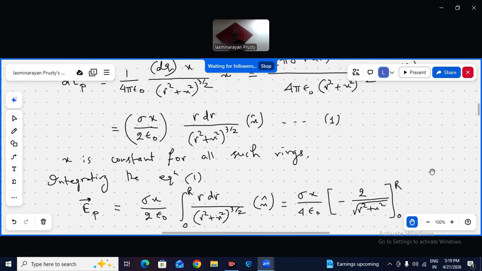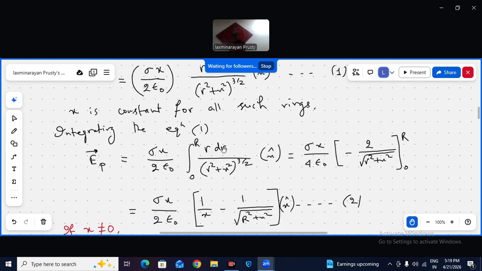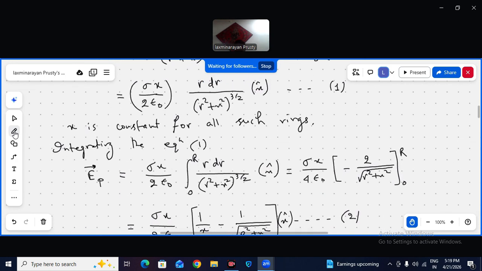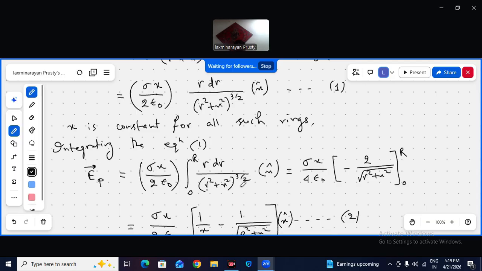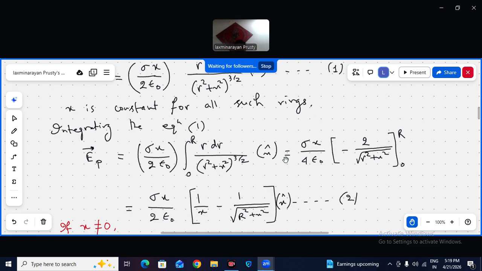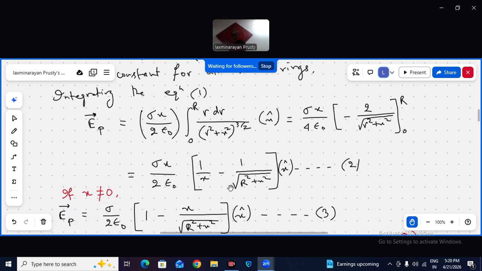Okay, so integrating this, we will get EP. EP will be sigma x by 2 epsilon 0 outside. No problem, I write it outside. And the integration of this part, that is sigma x by 4 epsilon 0, you can simply integrate. Take 4, take 2 inside, make it 4. So 2r dr by r square plus x square to the power 3 by 2 integrates to minus 2 by root over r square plus x square, from 0 to r. 2 cancels, sigma x by 2 epsilon 0, and this is 1 by x minus 1 by root over r square plus x square, and the direction is x cap.